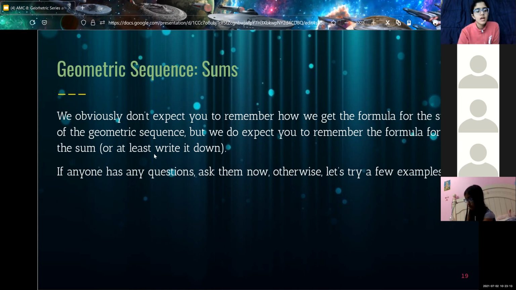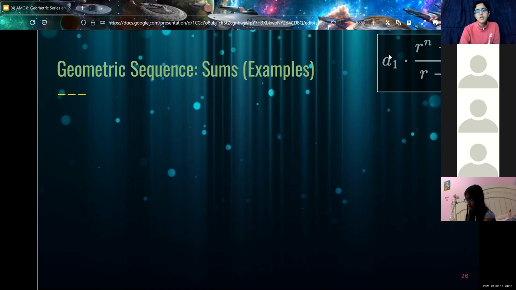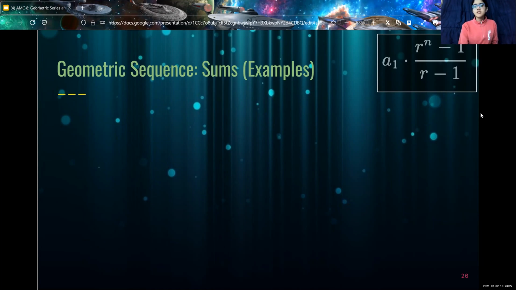Okay. So just so you guys can write it down, I put the equation up here. So please write it down, because it's very important. And writing stuff helps you remember. So make sure to write that. So it's a1, so the first term, times r to the power of n minus 1 over r minus 1.